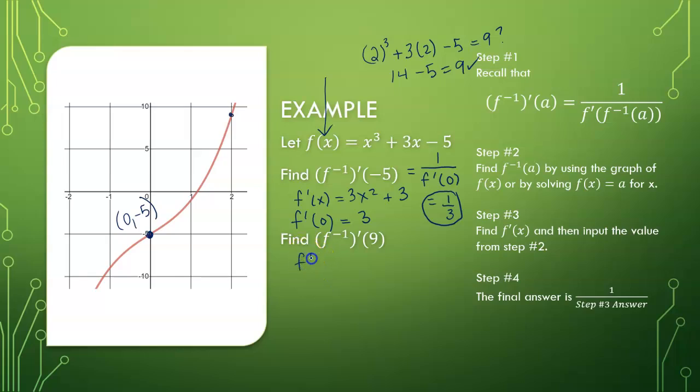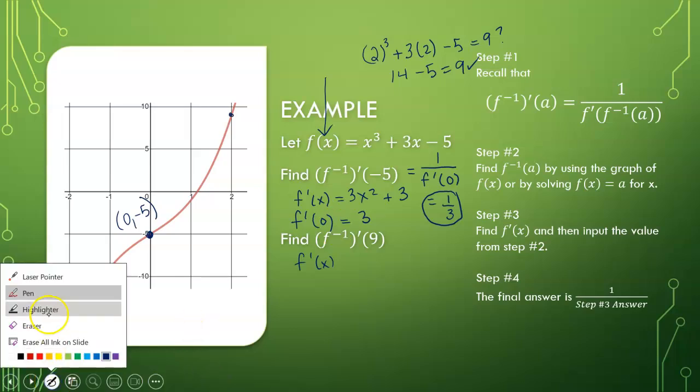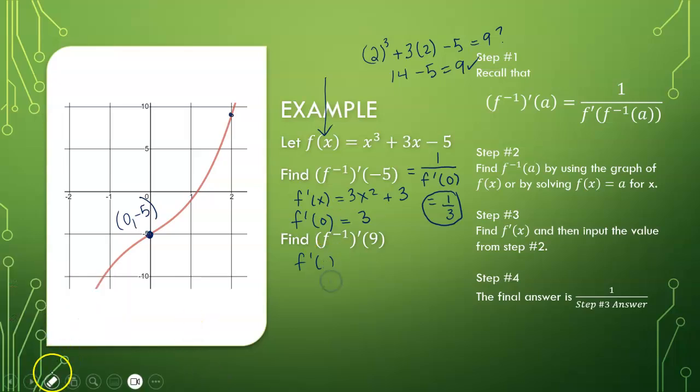So then I'm going to find f prime of 2. And this is the point on the function. (2, 9) is on the function. That means (9, 2) is on the inverse. And the slope of f at 2 is 3 times 4 plus 3, or 15, which means f inverse prime of 9 is going to be 1/15.